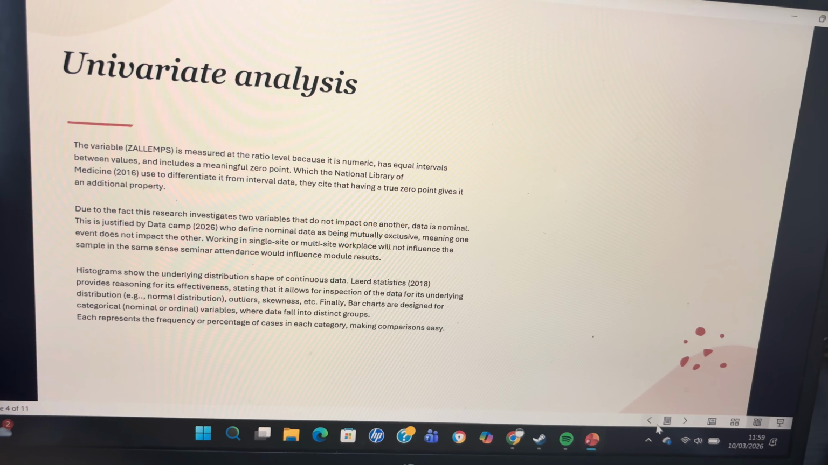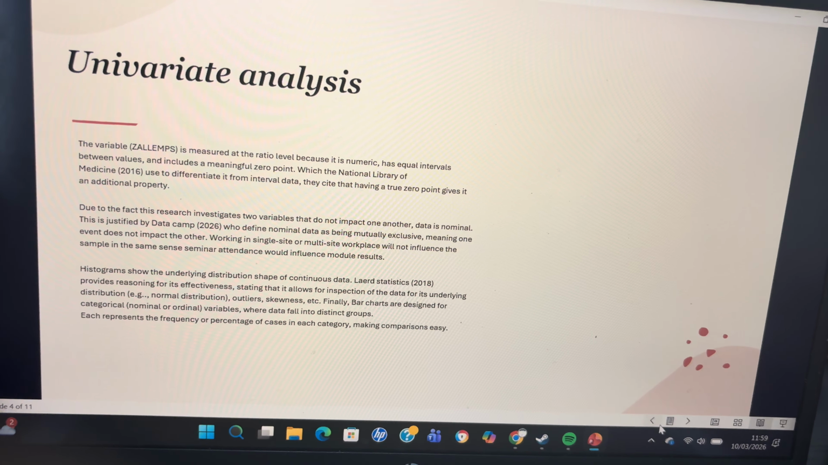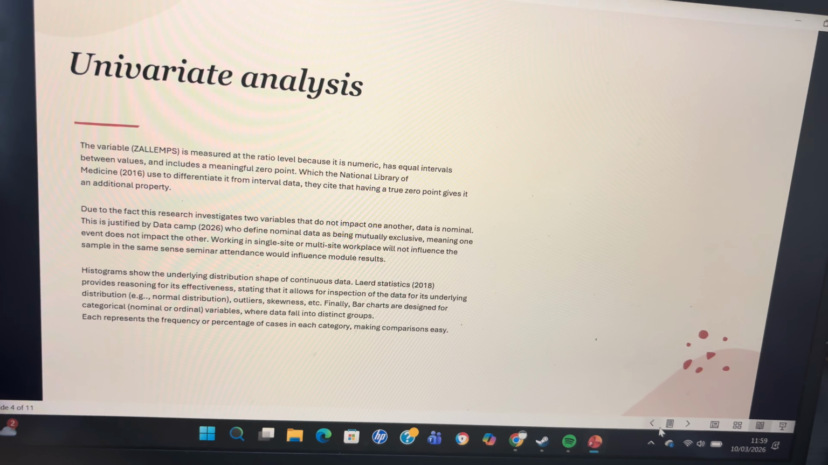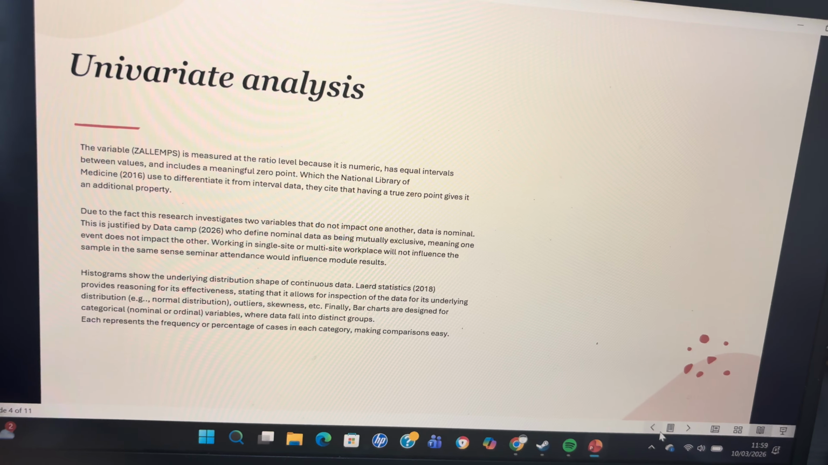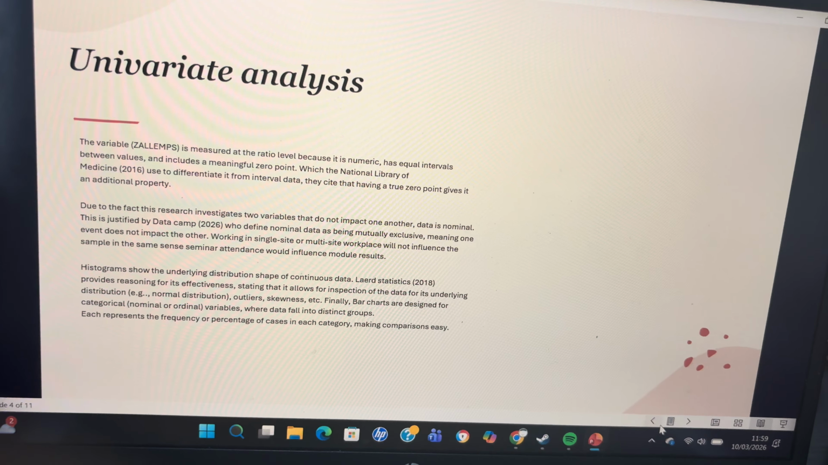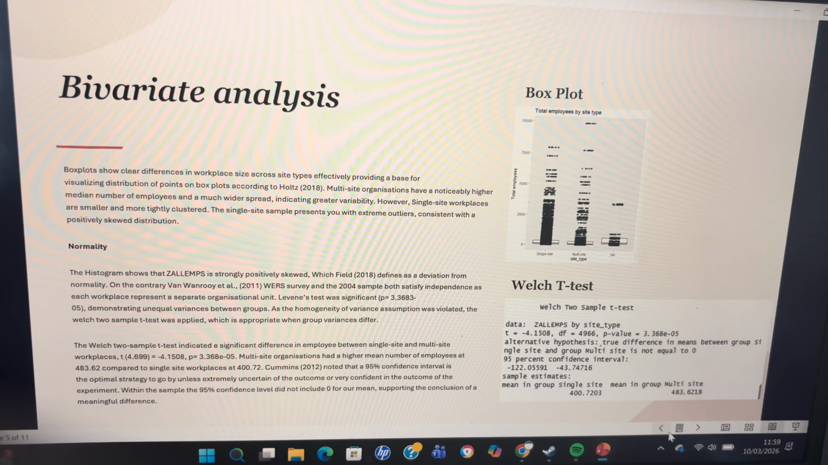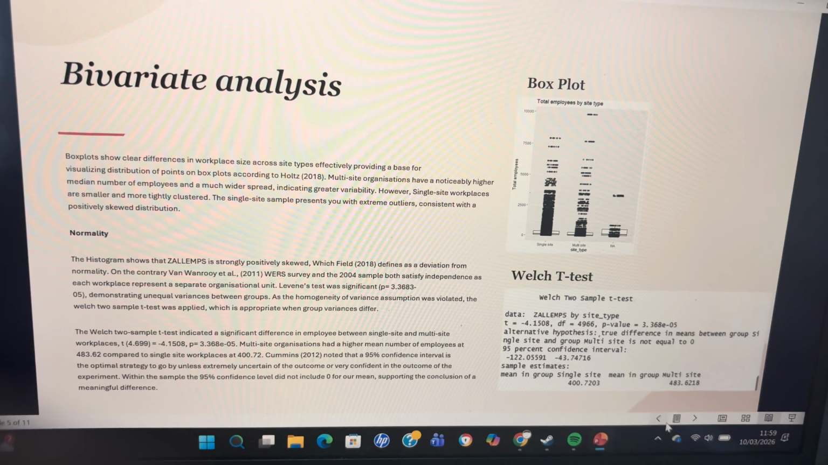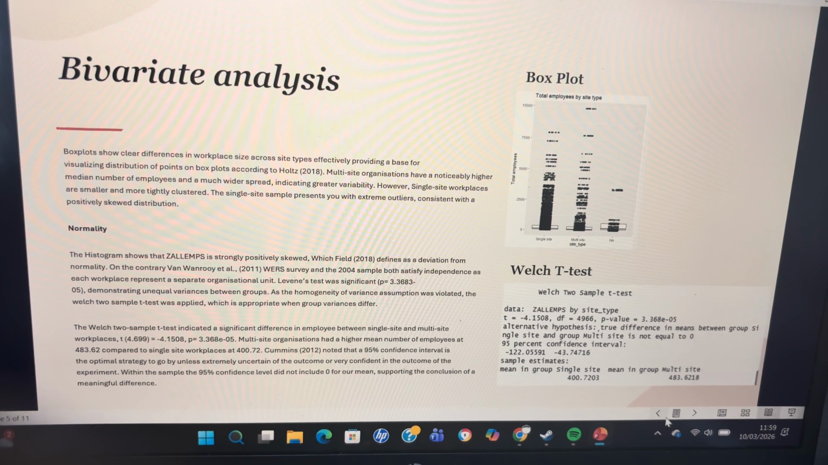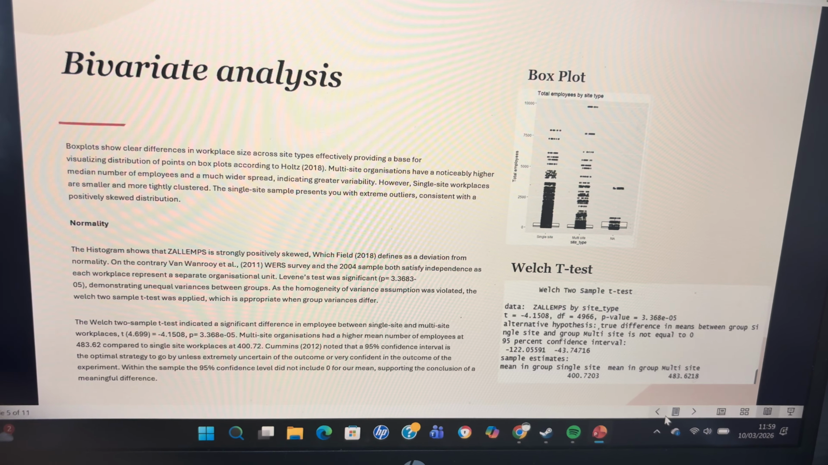Finally, bar charts are designed for categorical, numerical, ordinal variables where data fall into distinct groups. Each represents frequency or percentage of cases in each category, making comparisons easy. Box plots show clear differences in workplace size across site types, effectively providing a base for visualizing the distribution of points across box plots according to Holtz.